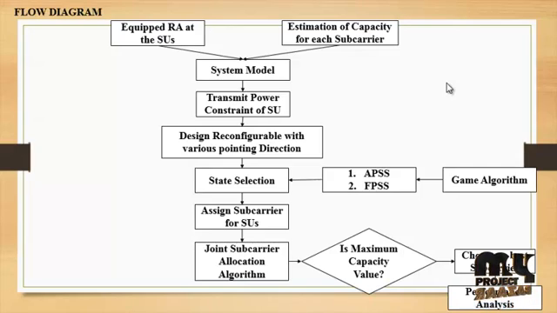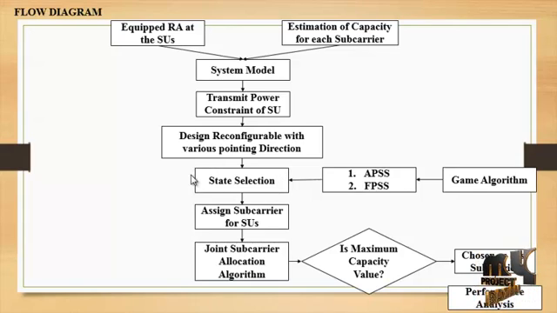Let us discuss the flow diagram of the process. This is the overall flow diagram. In the program, we have RA, that is resource allocation, for the secondary users, and the estimation of capacity for each subcarrier. Every subcarrier is used for the capacity value, and then the system model, the overall system model, and the transmit power constraint of secondary users. In this process, the secondary user will be developed, with a design that is reconfigurable for various pointing directions.